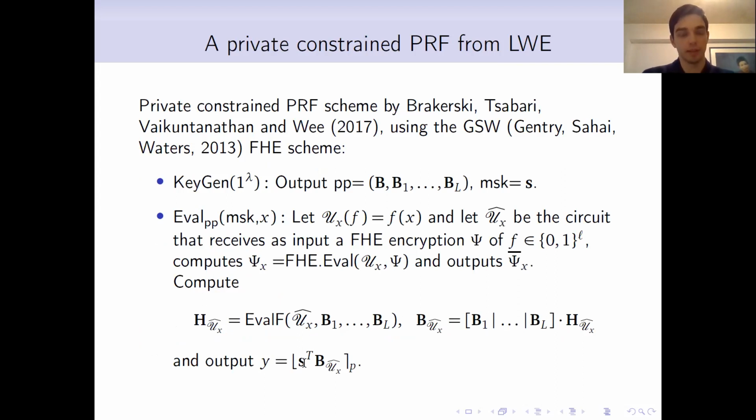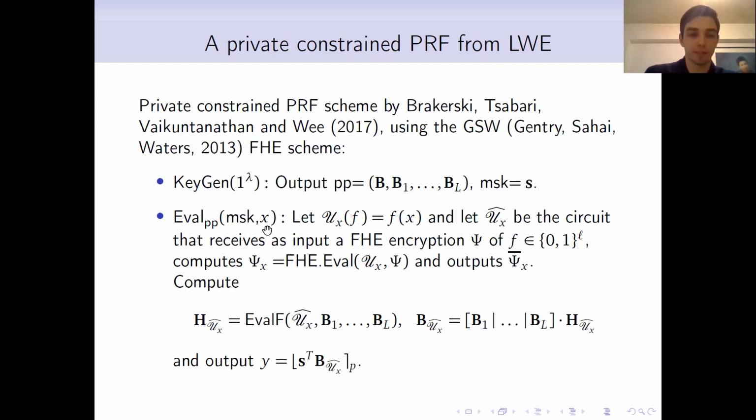Now let's look at this private constraint pseudorandom function, which uses a particular fully homomorphic encryption scheme, this GSW scheme. And recall here that private means that the constraints are hidden. The constraint key does not reveal its corresponding constraint. Our public parameters are these matrices, and the secret key is a vector S.